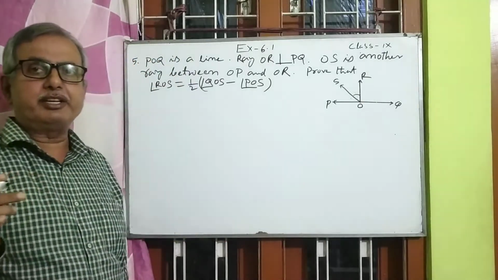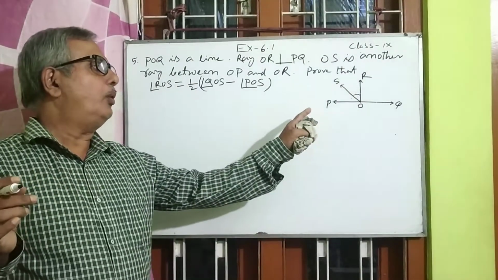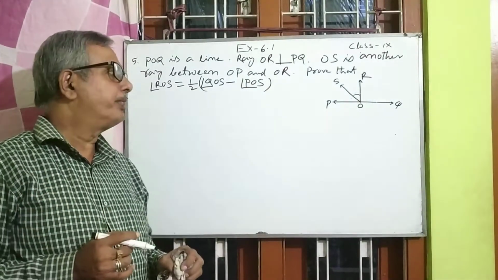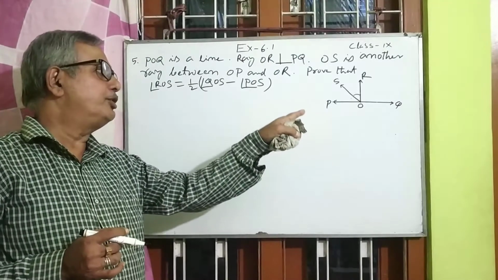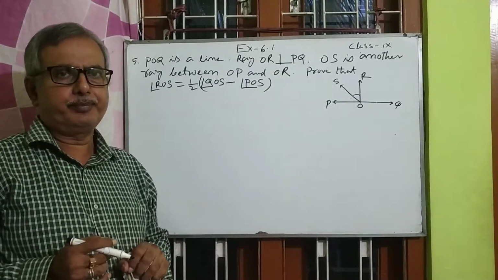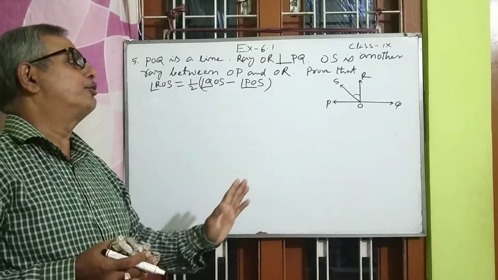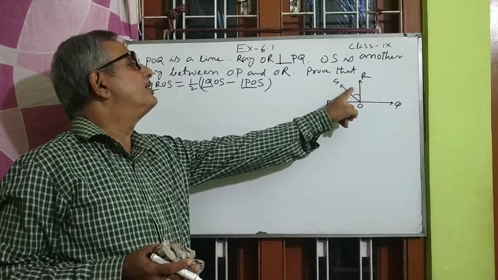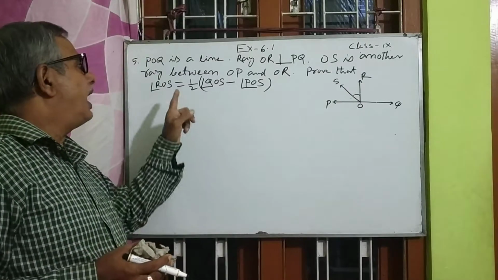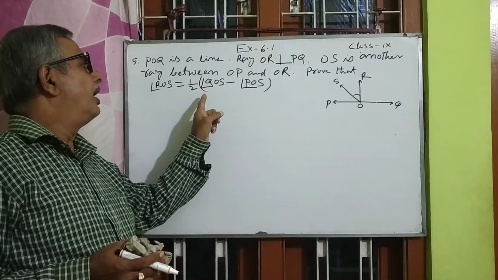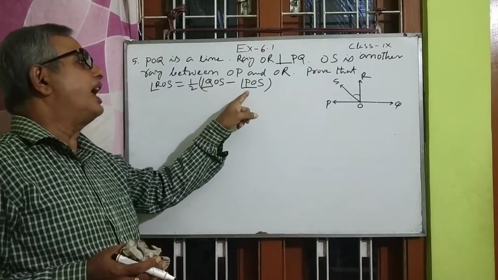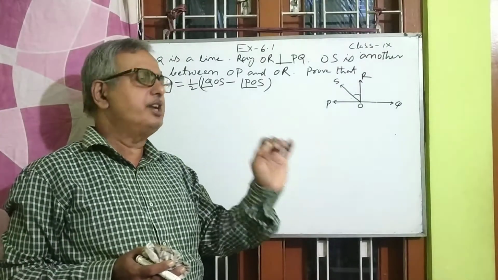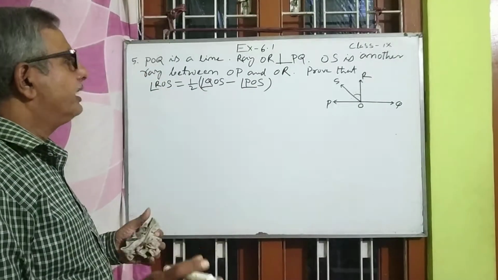Once again I am telling my dear students, POQ is a straight line, OR is perpendicular to PQ, OS is another ray between OR and OP. What to do? You have to prove angle ROS, this angle, is equal to half of the difference of the angle QOS and POS. Very easy it is. You see nicely. Be attentive. You will not have any complaint. You will understand.